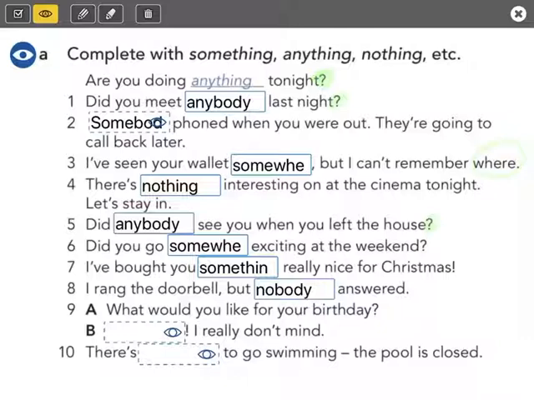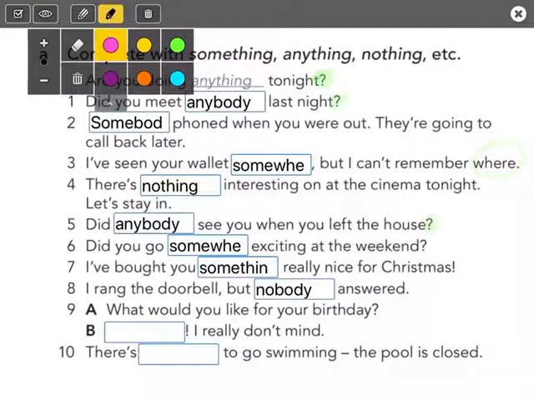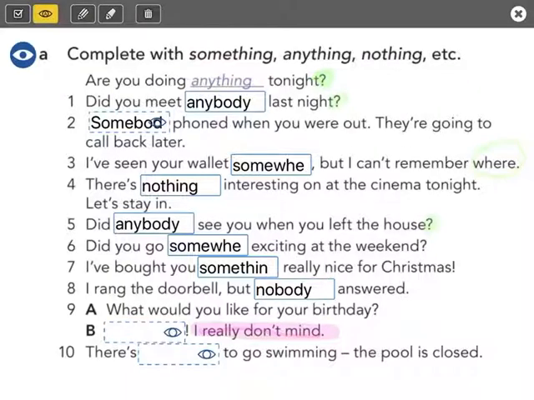Number 9. What would you like for your birthday? Ooh, this is an interesting one. Look here. What does this person say? This person says, I really don't mind. ¿Eso qué significa? Que no me importa. O sea, anything, ¿no? Lo que sea, cualquier cosa, no importa qué, ¿no?